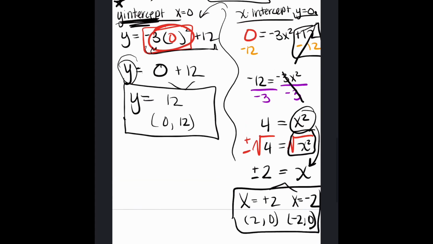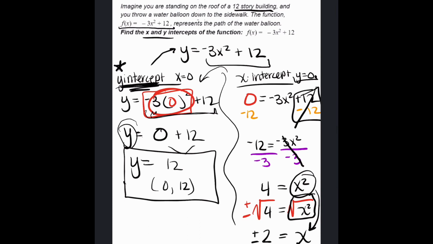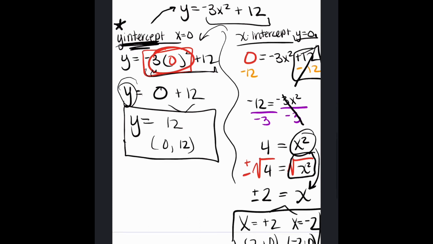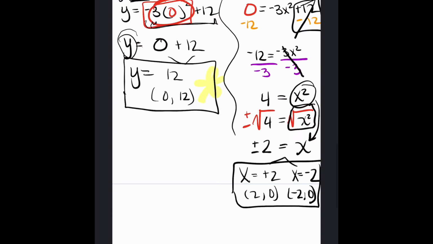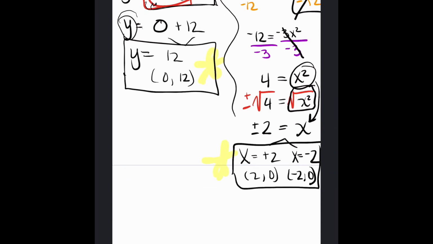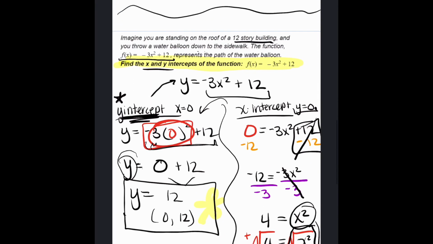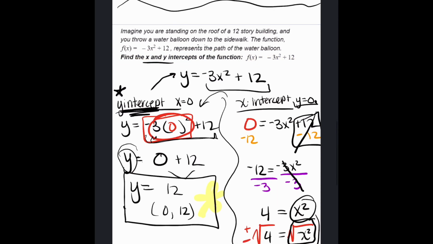Okay, and then let's go back up to the problem. The problem wanted us to find the x and y-intercepts of the function. We did that right here, our y-intercept and our two x-intercepts. A couple things I want to mention: in terms of the word problem, where does all of this information fit in? So let's see. Imagine you're standing on the roof of a 12-story building.